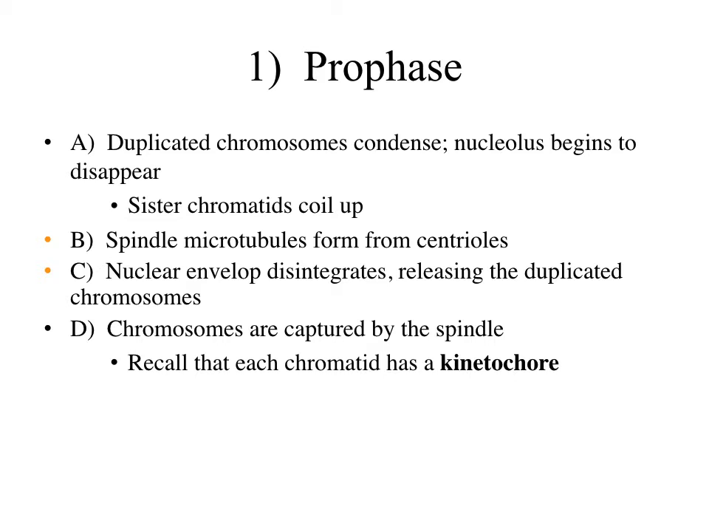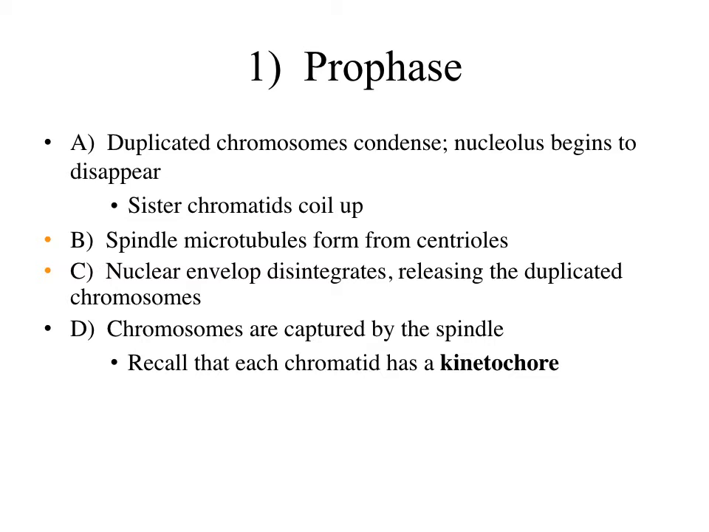The duplicated chromosomes condense, going from chromatin to chromosomes, but also keyword: duplicated. They have already been duplicated. There's 92 here, and they are attached to each other. Each sister chromatid is attached to its identical copy.